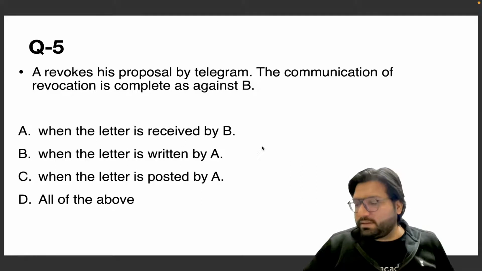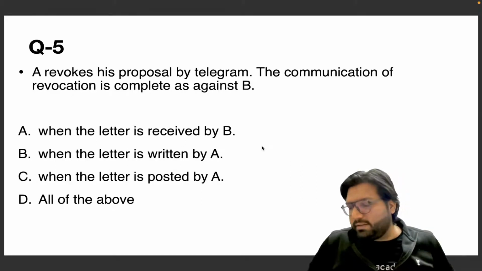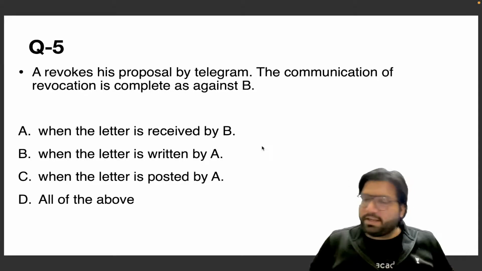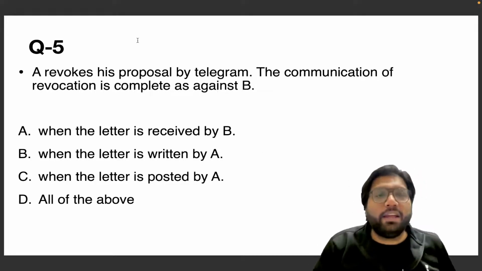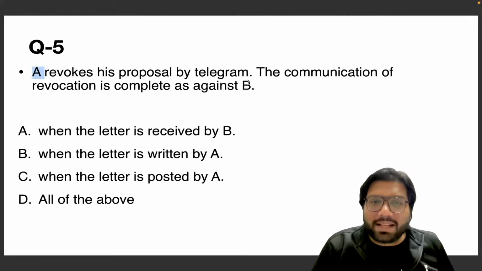Yes, students, answer. And yes, Amit, correct answer. Kajal, correct answer. Mosmi, correct answer. A is the correct answer. Why? Because now A is the one who is revoking his proposal by telegram. Now we are asking about B.